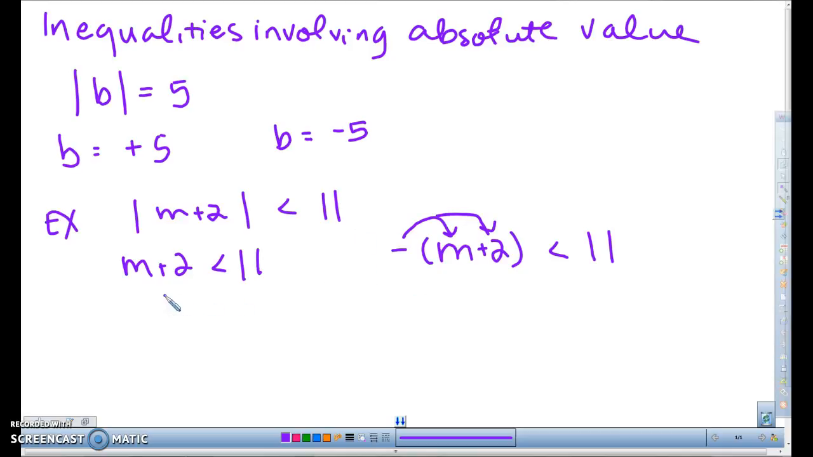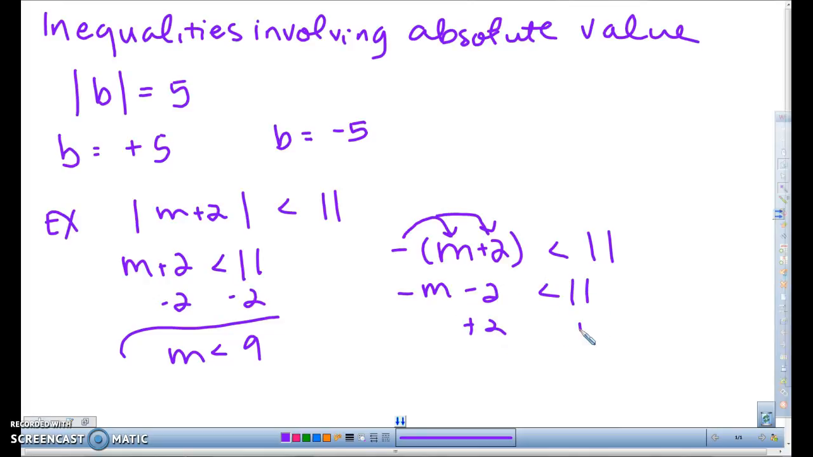So let's go ahead and solve my positive case because that's pretty easy. I'm sorry, we shouldn't add 2, we should subtract 2 off both sides. M is less than 9. Over here, when we distribute that negative, I get negative m minus 2 less than 11. Now I can add 2 to both sides. Negative m is less than 13. I divide both sides by a negative. When I divide by a negative, my sign flips, and I get m is greater than negative 13.